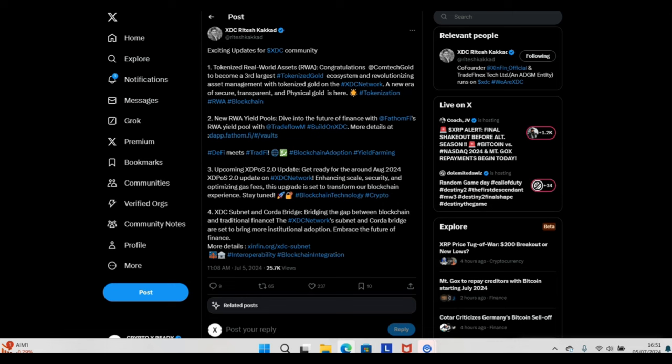Point number four, XDC subnet and Core to Bridge, bridging the gap between blockchain and traditional finance. Clearly, we've talked about this many, many times, that the Core to Bridge is going to bring more institutional adoption, because it's connecting the old world to the new digital world. And XDC is achieving that very easily because it's got the connections in the right place. SBI, R3, DDCC, to only mention a few, it's happening in real time, guys.